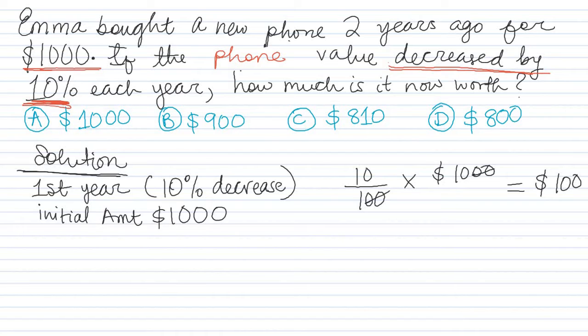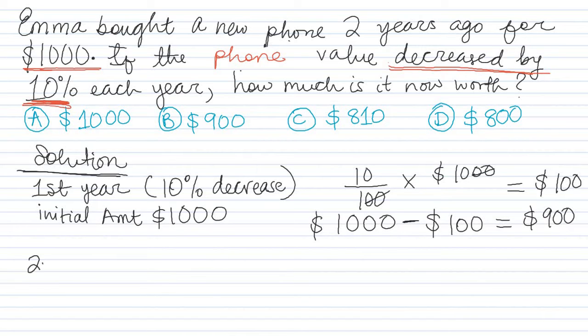So it's not as if our answer is $100. That's not the new value. That was what it was decreased by. So hence, in order for us to solve what the actual value is, we have to take the initial amount of $1,000 minus how much it was decreased by, so we can get the amount of the first year. So minus $100, and what we end up with is $900.